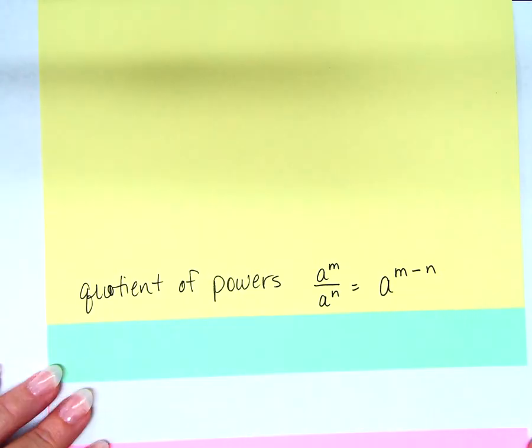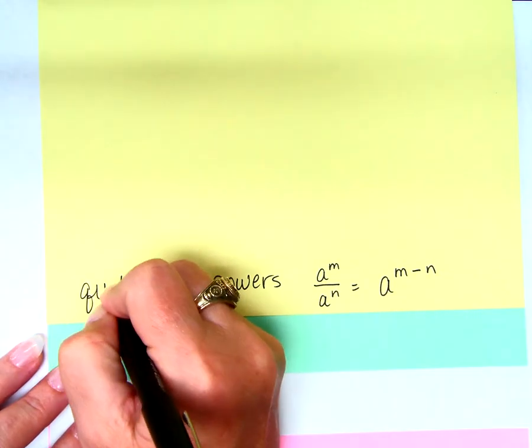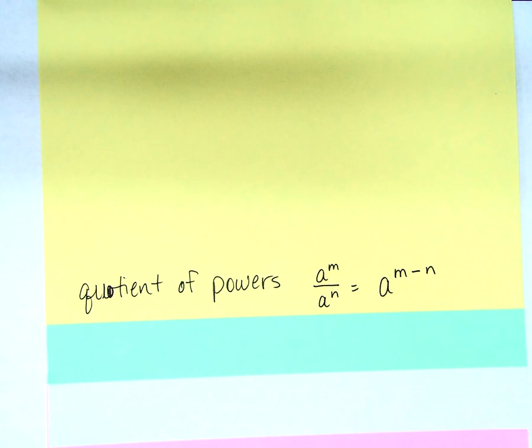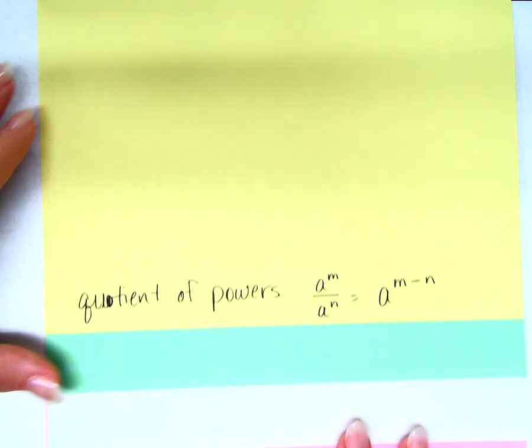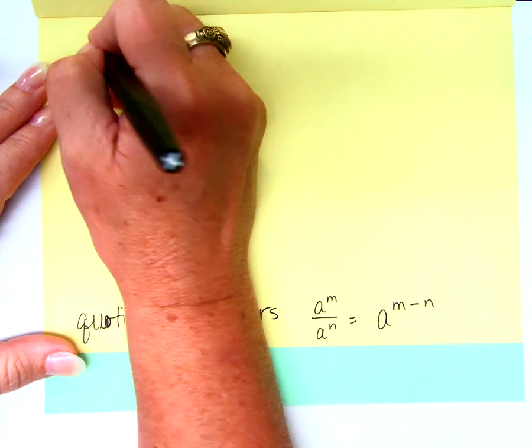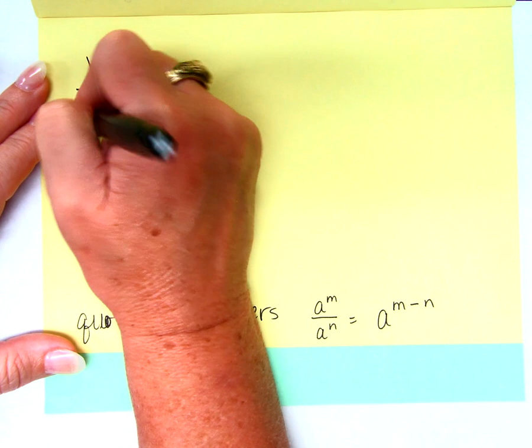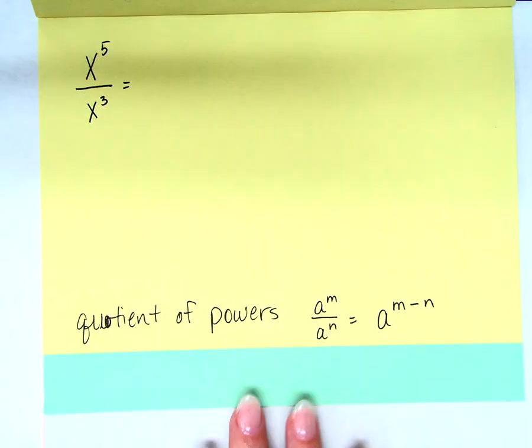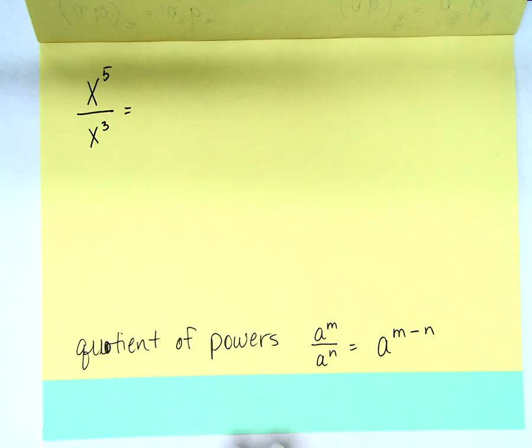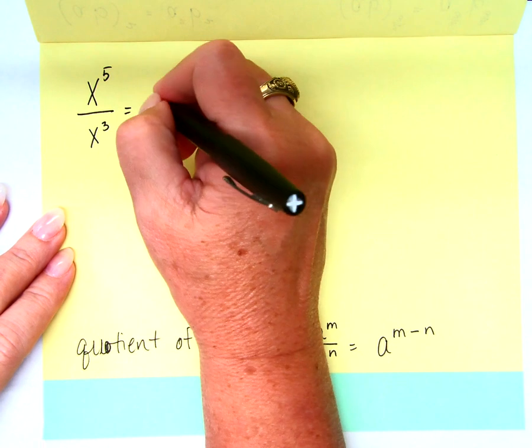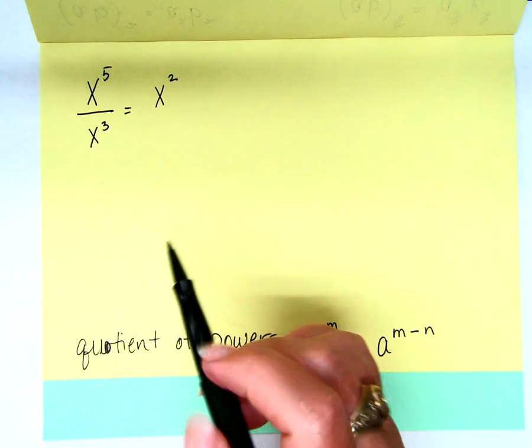Okay, quotient, Q-U-O-T-I-E-N-T, quotient of powers. So x to the 5th over x to the 3rd. What am I doing to the exponents? Subtracting. x squared. Now, let me ask a question.